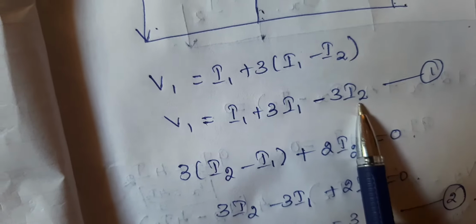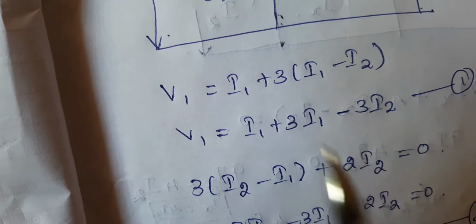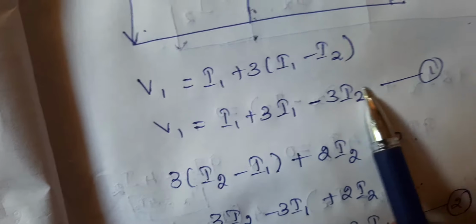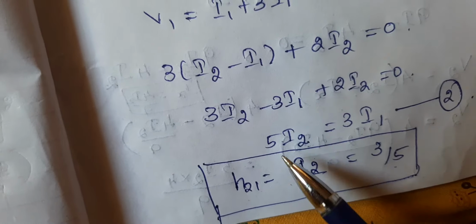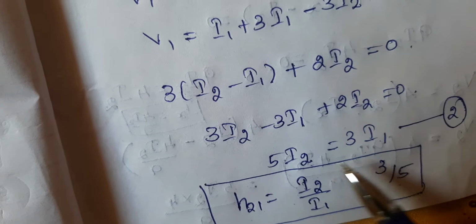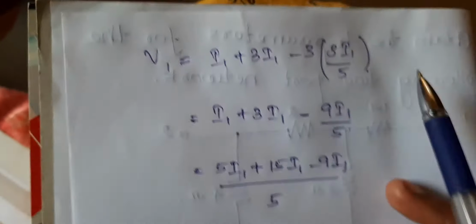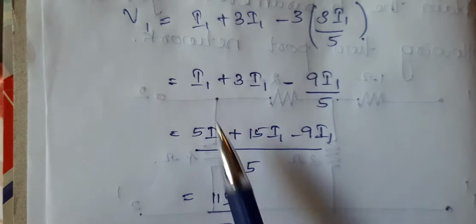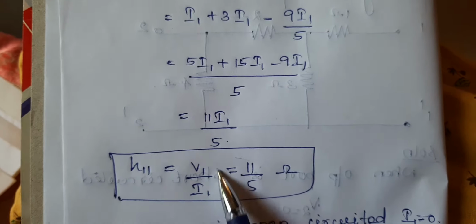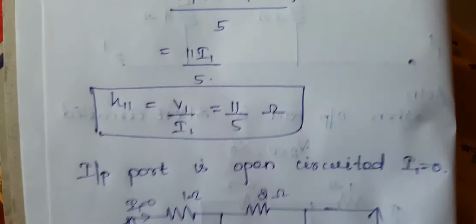Next, the second parameter is H11, that is V1 by I1. So what is our V1 equation? I1 plus 3I1 minus 3I2. Here we need V1 by I1, but here along with I1 there is I2. So now write I2 in terms of I1, because I2 value is 3I1 by 5. So you get this equation, take the LCM. So you got 11I1 by 5. Now you can easily find V1 by I1, which is 11 by 5 ohm.